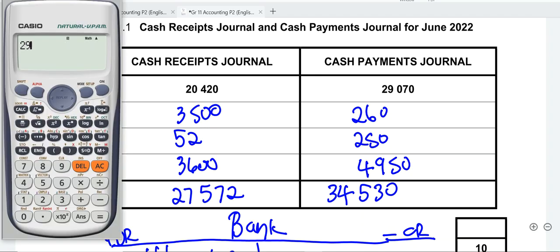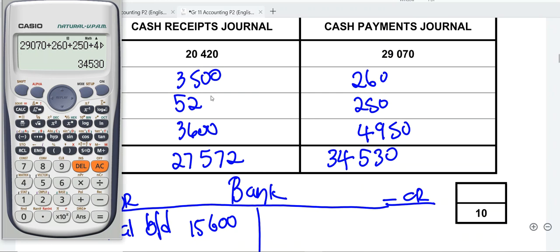29,070 plus 260 plus 250 plus 4,950 gives us 34,530. So we got the totals of both journals. Even if you make a mistake, guys, you need to make sure that you add your amounts and get a total. These are really free principal marks for just adding.